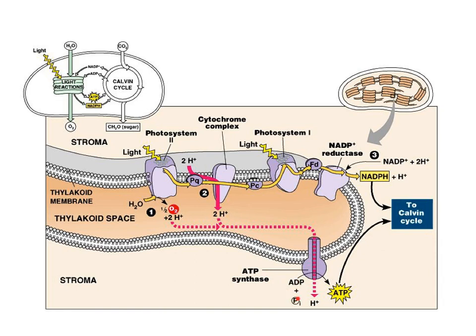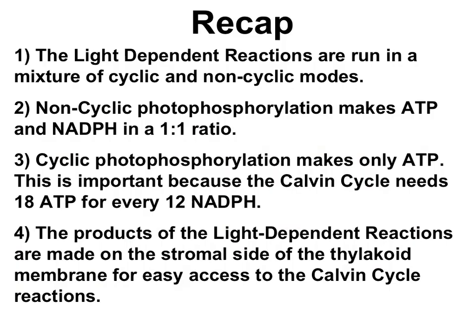ATP is made by photophosphorylation on the stromal side of ATP synthase. NADPH is made by a redox reaction at the end of this electron transport chain, where NADP is the final electron acceptor, making NADPH. And this makes sense, because NADPH and ATP are both used to power the Calvin cycle, and the Calvin cycle takes place in the stroma.